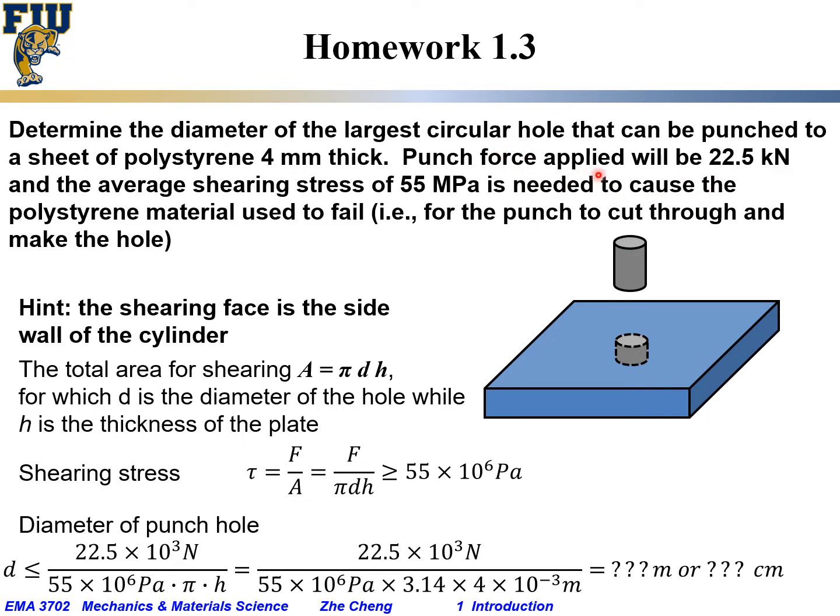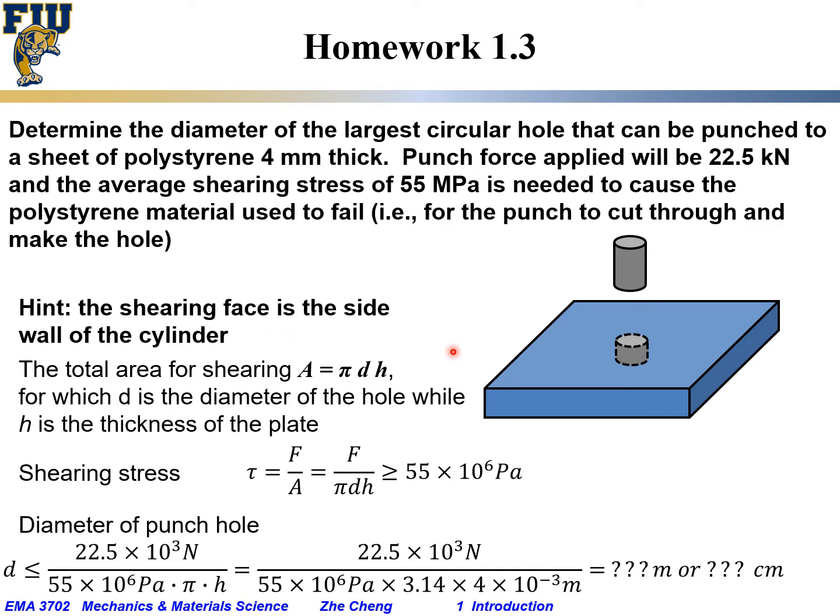The punching force is 22.5 thousand Newton or 22.5 kilonewton, and an average shearing stress of 55 megapascal, MPa. Mega means 55 times a million pascal. This is needed to cause the polystyrene material to fail, for the punch to cut through and make a hole. So we want to know the largest diameter. As you can imagine, if the diameter is too large, the area would be too large and it will be difficult to punch out. Okay, so we give the hint.